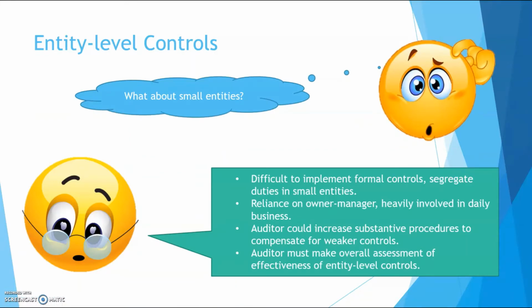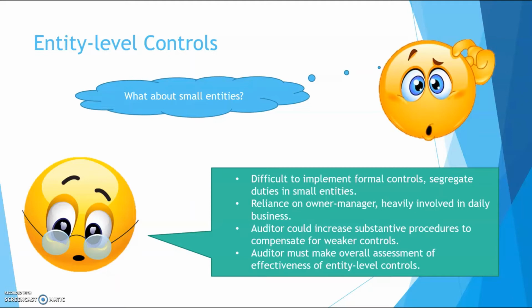So, what about small entities? As I touched on before, there's a difficulty to implement formal controls and segregations of duties in small entities, purely because they don't have the same number of people to segregate duties between. There's often, in smaller businesses, a reliance on an owner-manager who's heavily involved in the business. So this person will be able to bypass the controls or do things their way, which increases the risk of something going wrong. So from an audit perspective, what does this mean to us? One option is to increase substantive procedures to compensate for weaker controls. So this may be vouching more items to invoice to make sure they've been input correctly.